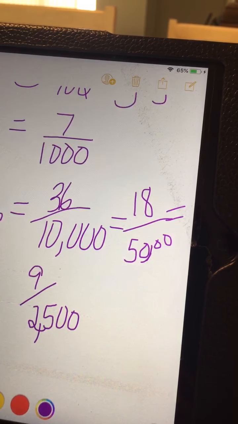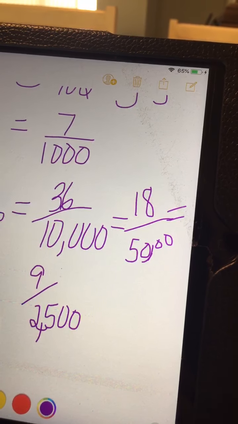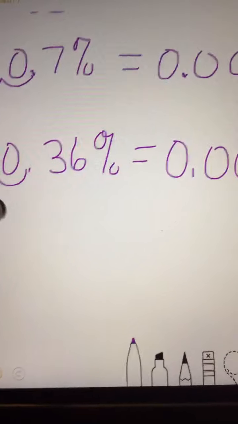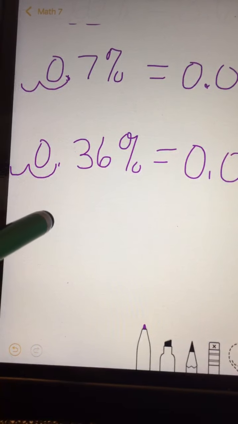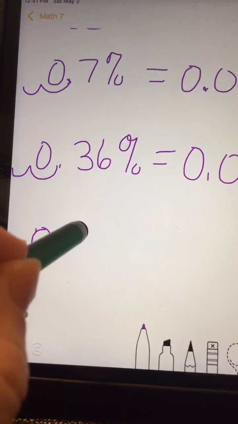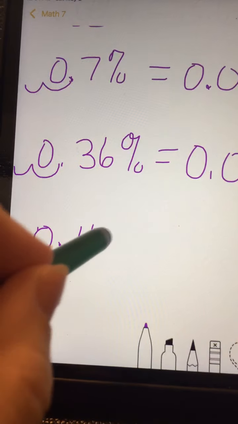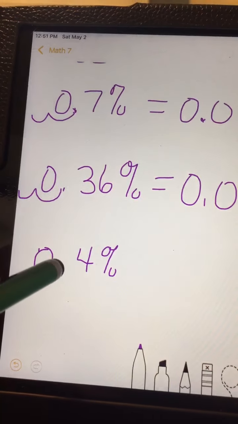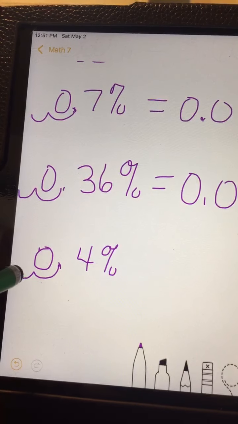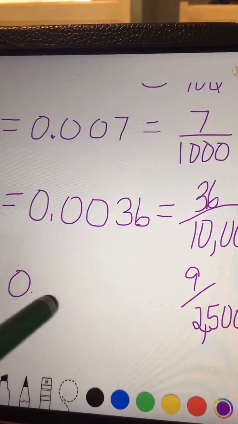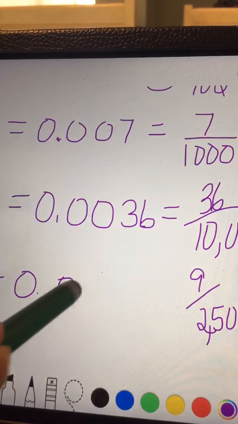There we are. And that cannot go any lower. All right. Let's try one more. That's less than 1%. How about 0.4%? Okay, move your decimal point over 2 places to the left, and we should have 0.004.